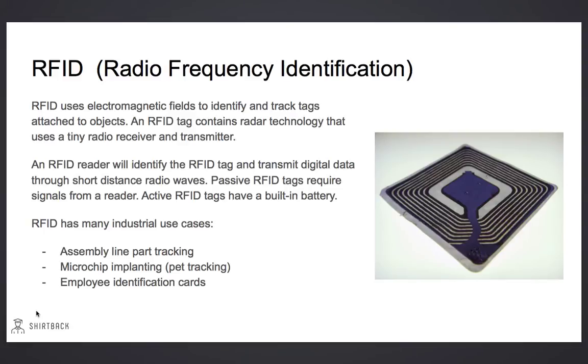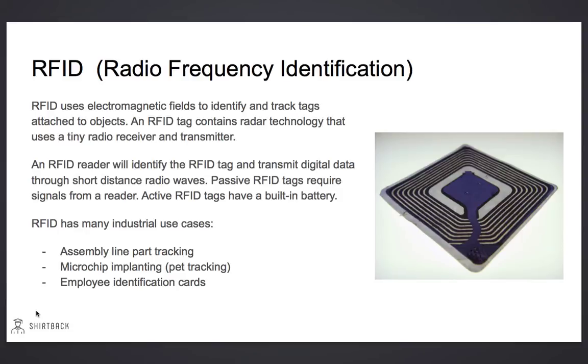RFID stands for Radio Frequency Identification. RFID uses electromagnetic fields to identify and track tags. An RFID tag uses radar technology and a tiny radio receiver and transmitter. An RFID reader will identify the tag and transmit digital data through short-distance radio waves.